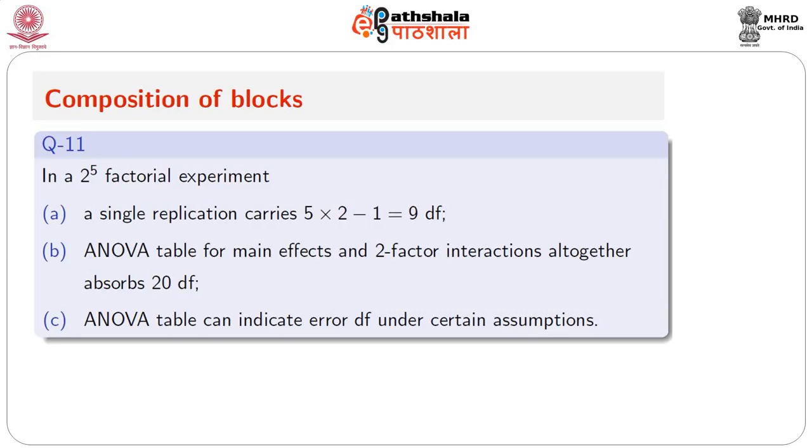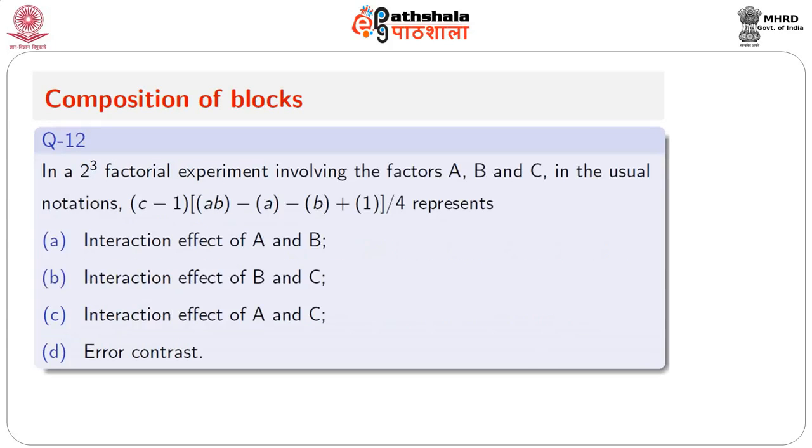So the third one, the ANOVA table can indicate error degrees of freedom under certain assumptions. Yes, we can assume the higher order interactions to be negligible, and you can take them together towards formation of the error. This looks pretty similar to those we had discussed earlier. Here it is also a 2 cube factorial. It's a straightforward problem.